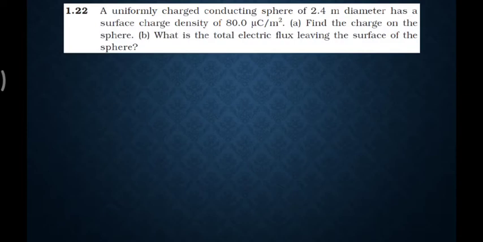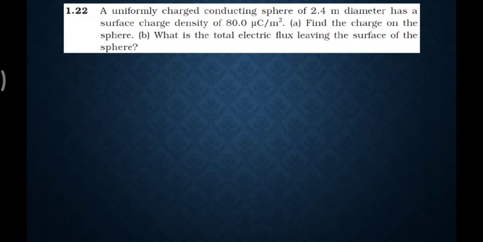So one conducting sphere you have whose diameter is 2.4 meter. It means its radius is 1.2 meter. For your general information, the surface charge density, that is, when you have one sphere, on it charges are there, and the density of it, the surface charge density sigma, is 80 microcoulomb per meter square. What we have to find? Find the charge on sphere.